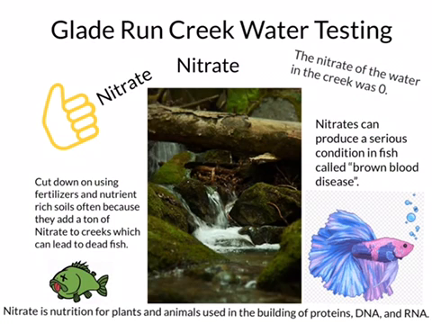My first water test was nitrate. The nitrate of the creek was good. The nitrate of the water that I tested was 0. You need to be below 1 for it to be good. The nitrate can cause a serious condition in fish called brown blood disease, which is harmful. Nitrate is the nutrition for plants and animals used in the building of protein, DNA, and RNA. You should cut down on using fertilizers or nutrient-rich soils often because they add a ton of nitrate to the creek, which can lead to dead fish.